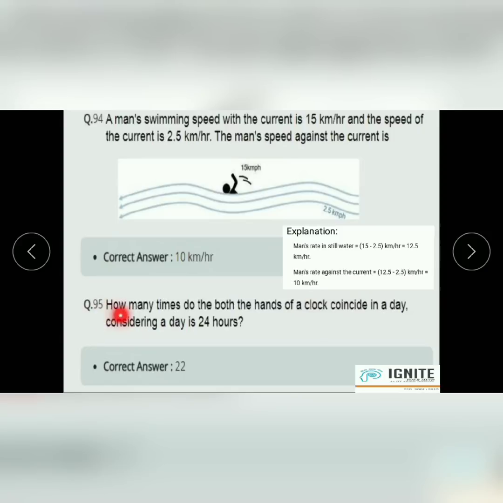Okay, next question. How many times do both hands of a clock coincide in a day, considering a day is 24 hours? Answer is 22.